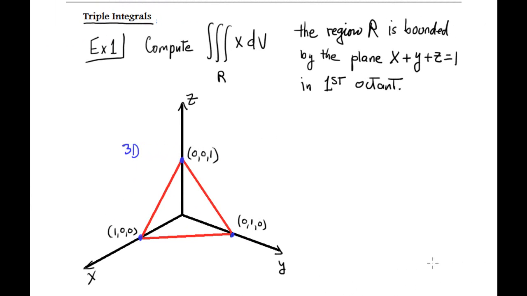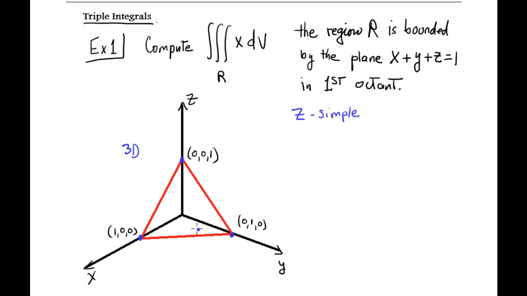Okay, to compute the triple integral, we can apply different methods. For example, we apply one method that's called z simple. What does z simple mean? Okay, z simple means that you suppose we have two surfaces parallel to the z-axis. So, for example, in this case, this is a symbolic way to indicate that.